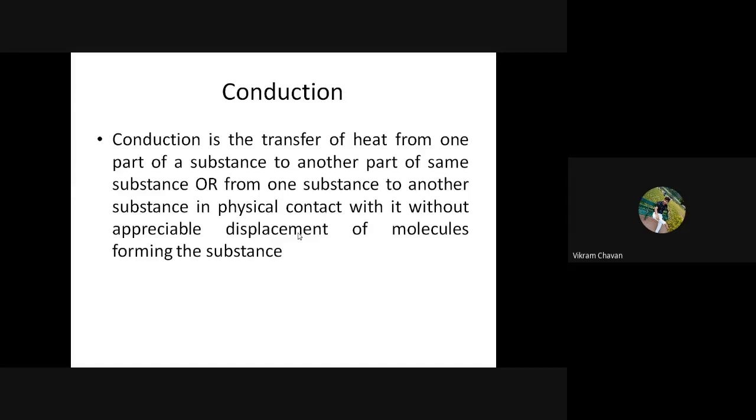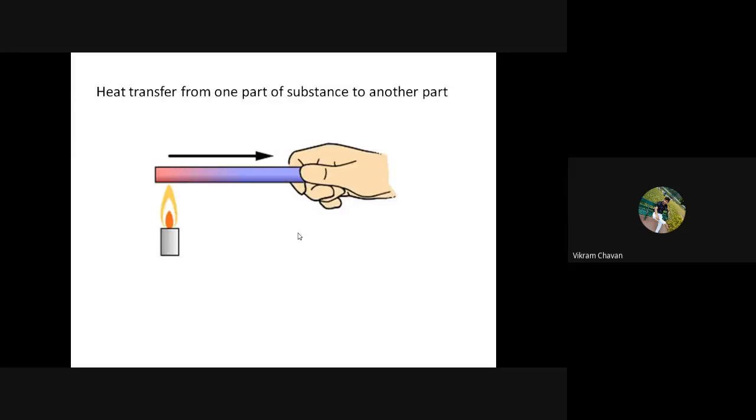without appreciable displacement of molecules forming the substance.